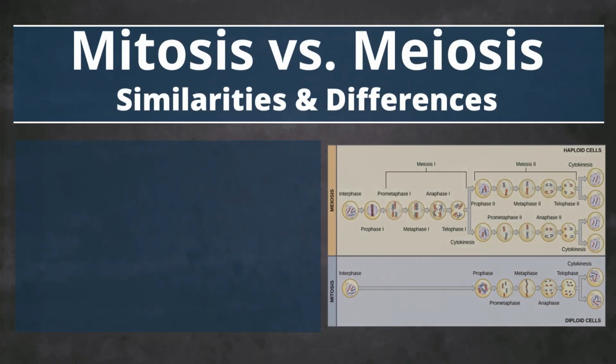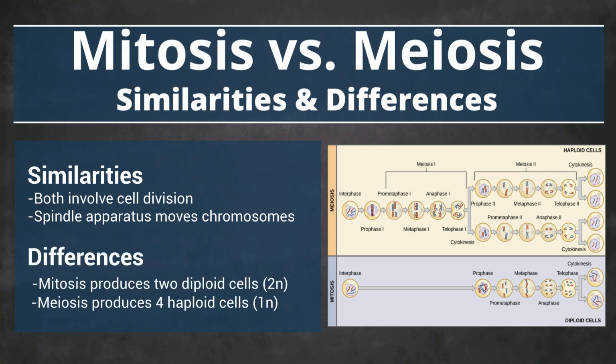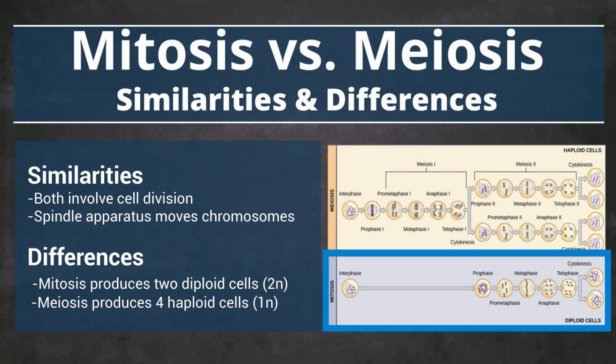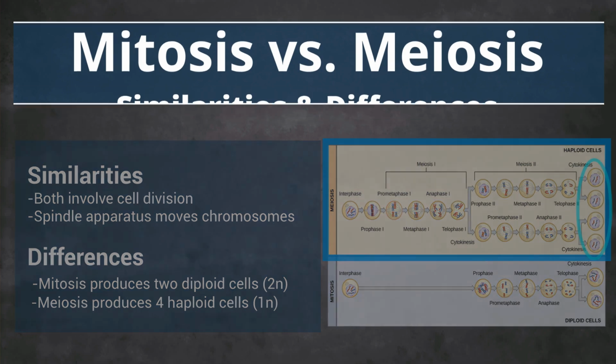Now let's compare meiosis to mitosis. Both processes use a spindle apparatus to move chromosomes. But their outcomes are very different. Mitosis produces two genetically identical diploid cells useful for growth, repair of damaged tissues, or replacing cells that are lost by the body, like the skin cells your body sheds every day. Meiosis produces 4 genetically unique haploid cells, which is essential for sexual reproduction.